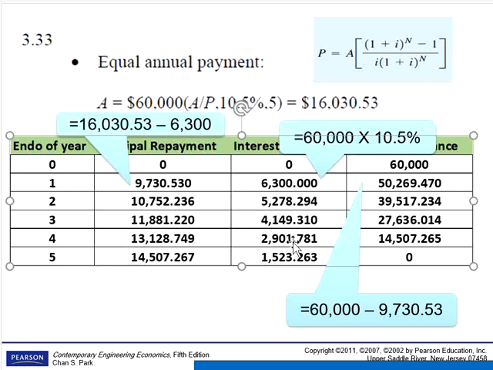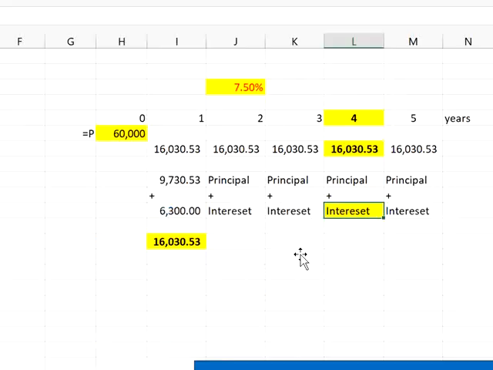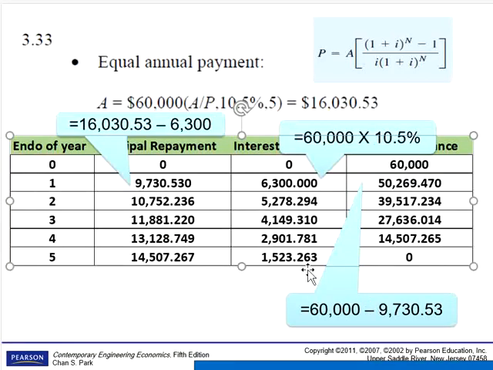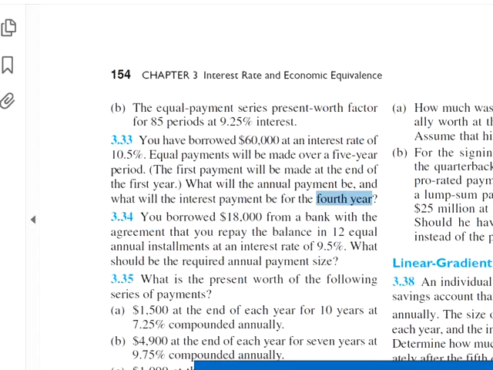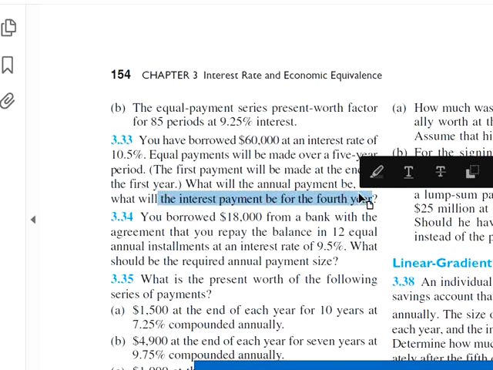So in this question, for year 4, the interest is 2,901.781. This is the answer for the second part. How much is principal? This is what we have paid. The question was for the interest amount only, it depends on the question. So what is the answer for the second part? One is the installment which we calculated, and one is the interest. Now I'll go back and see what it says here. What will be the interest for the fourth year? So we solved it.